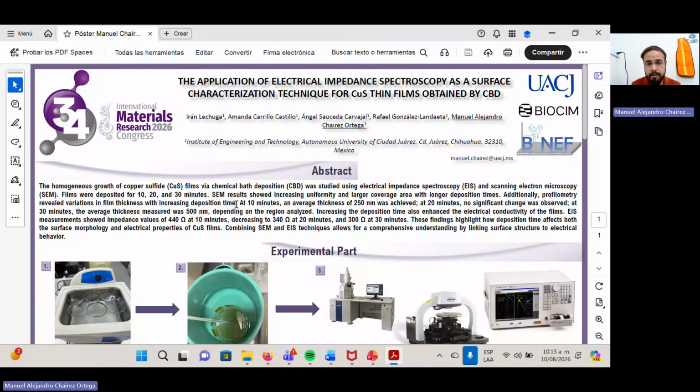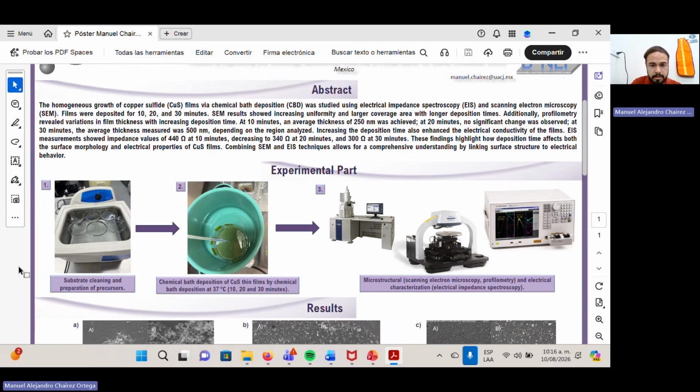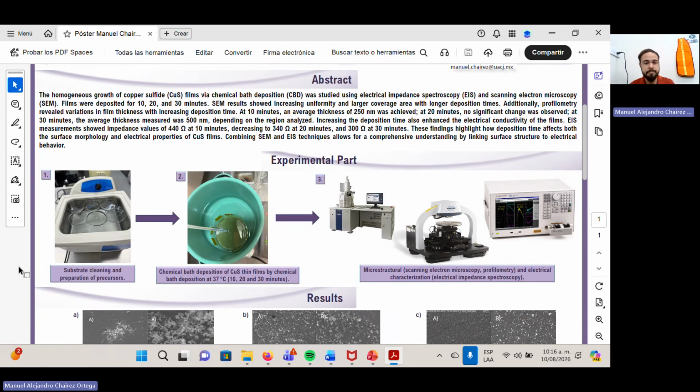Hi, good morning. I'm Manuel Alejandro Chavez Ortega, and I will present the application of electrical impedance spectroscopy as a surface characterization technique for copper sulfide thin films obtained by chemical bath deposition. This is the abstract of my work, and I will begin with the experimental part, the methodology.